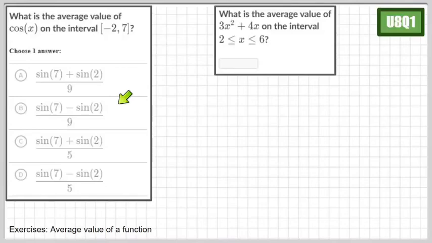This one asks for average value. Average, you guys know what average is? You sum and then divide by the interval. And then value, those are the y values, okay?